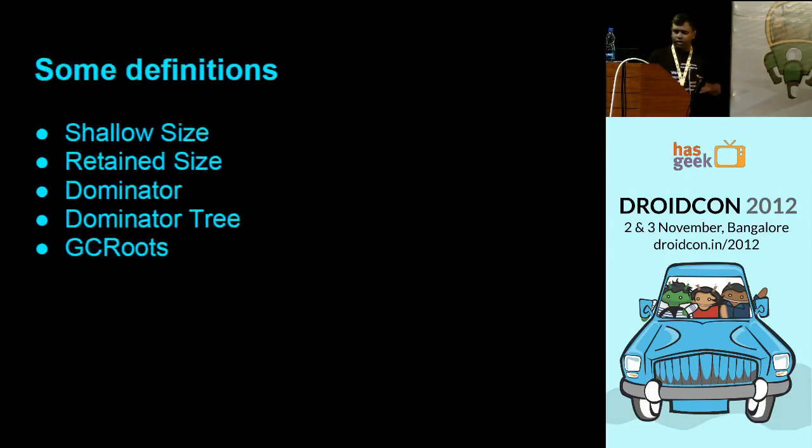Now, before we go and understand MAT and try to look at it, first some basic definitions that are useful in understanding this. First one is called shallow size. Shallow size is basically the size of an object, right? Let's say you have an int, it's 4 bytes. Or if you have a reference, depending on whether it's a 32-bit VM or a 64-bit VM, it would be either 4 bytes or 8 bytes, right? If you have an object that has, say, two ints, it would be 2 times 4, 8, plus the reference and this kind of thing. That will be its shallow size.